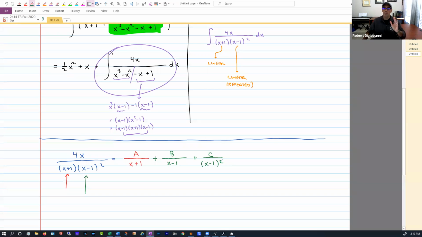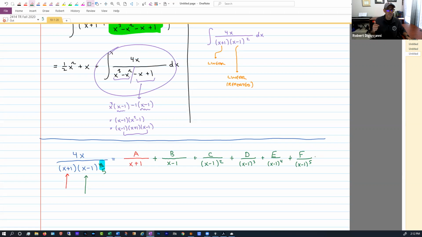That's it. So here's what's happening. When you have a repeated linear factor, in this case we have a squared, what you're going to do is put a constant over that linear factor, then a constant over that linear factor squared. Let's say that power had been, instead of 2, a 5. Let's say it was x minus 1 to the 5th. Then I still would have done b over x minus 1, c over x minus 1 squared, but then I would have had to do d over x minus 1 cubed plus e over x minus 1 to the 4th plus f over x minus 1 to the 5th. And I terminate when I get to the highest power.